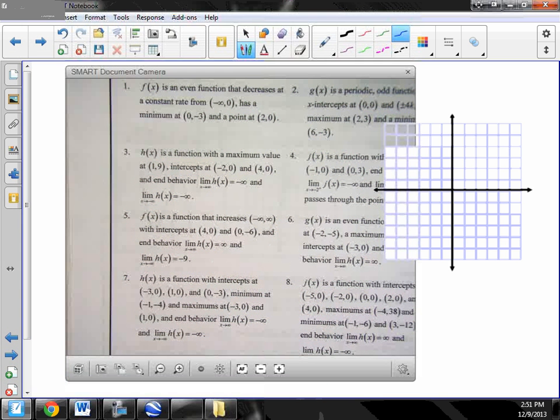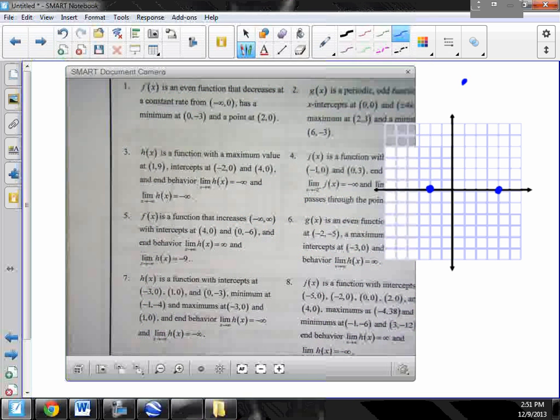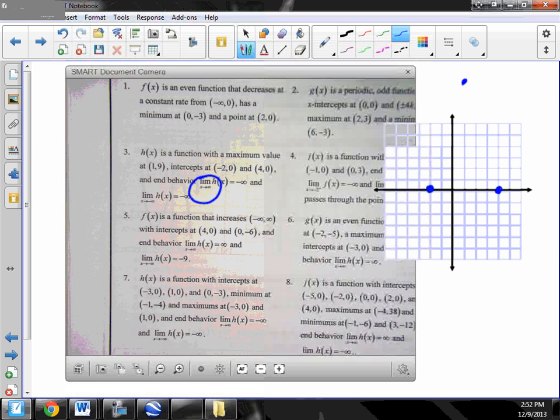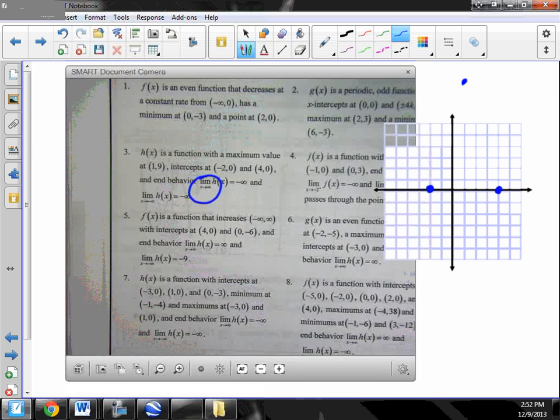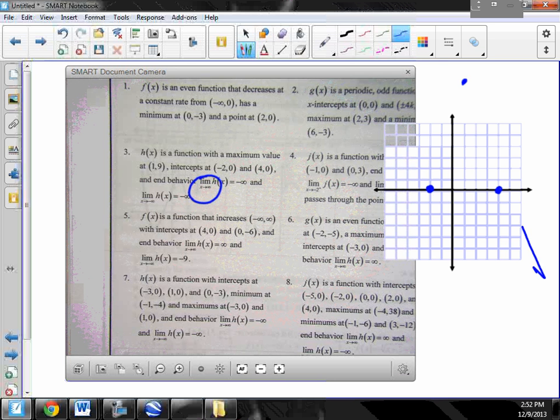So a maximum at 1, 9. So 1, 9 is a maximum. It has intercepts at negative 2, 0, and at 4, 0, and end behavior. As x approaches infinity, h of x approaches negative infinity. What does that mean? What does x approaches infinity tell me? To the right. As x goes to the right, the graph is going down. So I know that this end behavior is that direction.